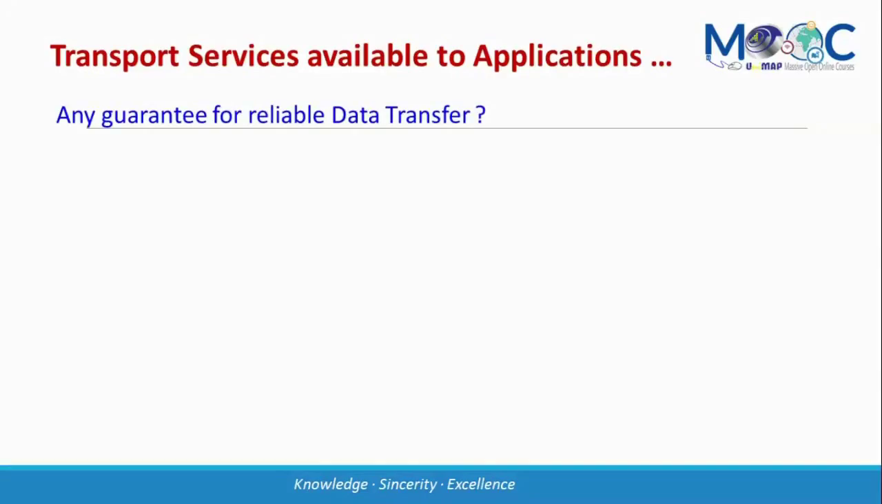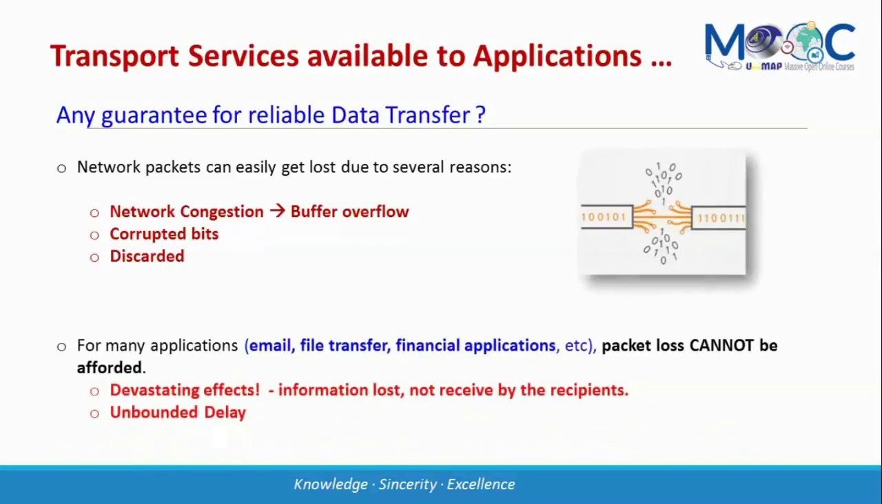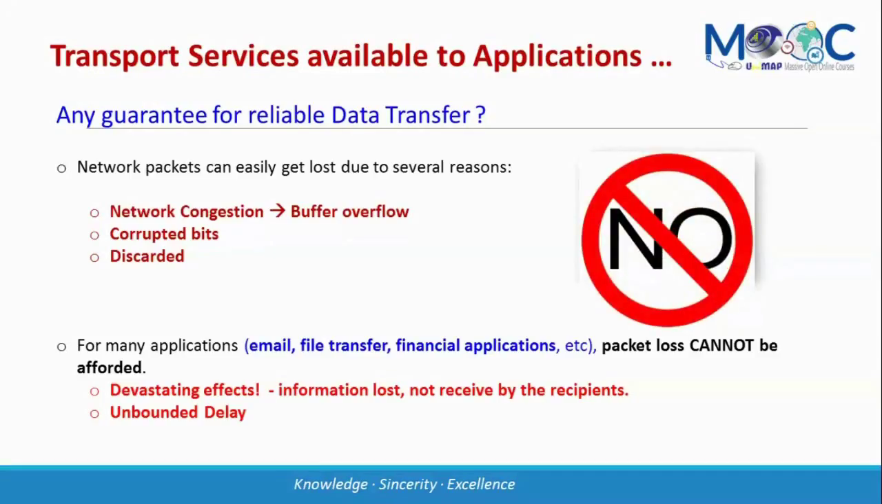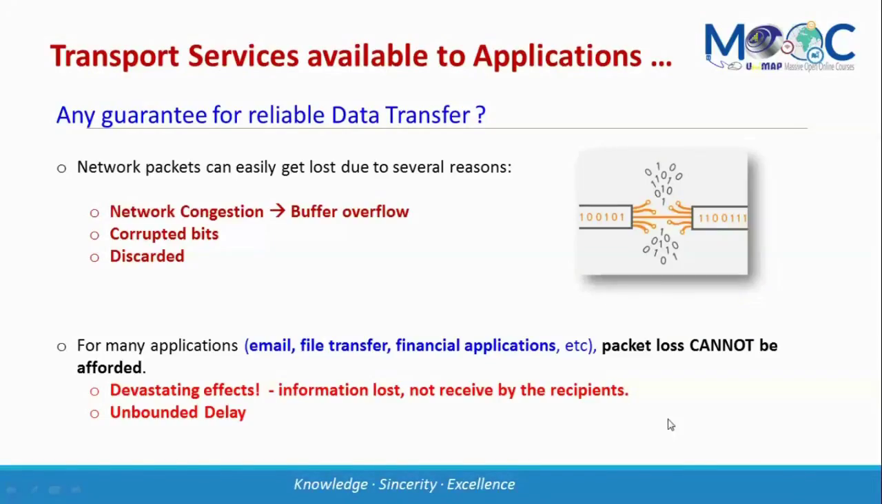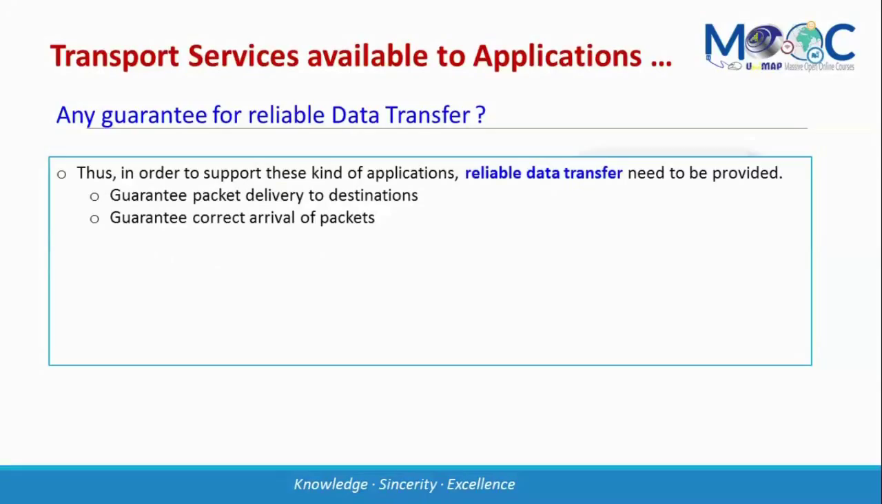However, can we guarantee that the message arrives correctly at the destination without any loss? Packets can easily be lost in the network due to several reasons, such as network congestion and corrupted bits. For many applications such as email, file transfer, and financial applications, packet loss cannot be tolerated. This can cause devastating effects which can lead to information loss and also unbounded delay where the message cannot be received by the recipients. Therefore, in order to support these kinds of applications, reliable data transfer needs to be provided.